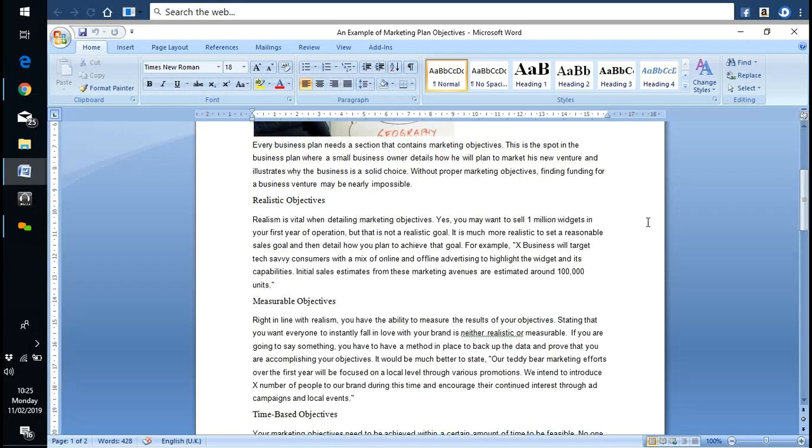Every business plan needs a section on marketing objectives. This is the spot in the business plan where the small business owner details how he's going to move forward, how he's going to market the new venture, and illustrates why the business is a solid choice. Without proper marketing objectives, finding funding for a business venture of this nature is nearly impossible.